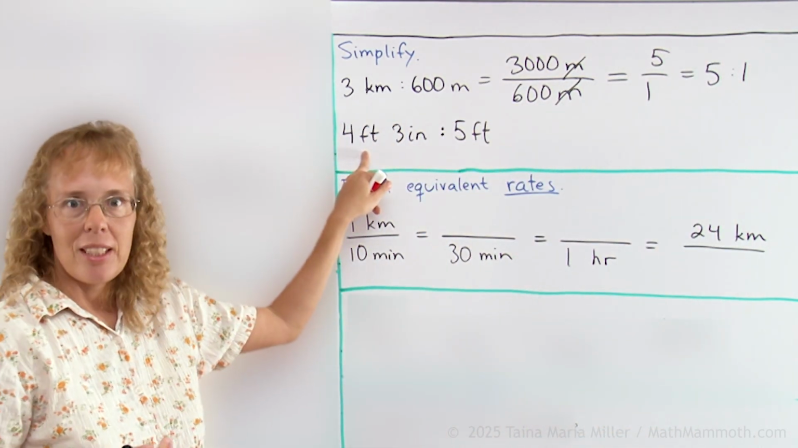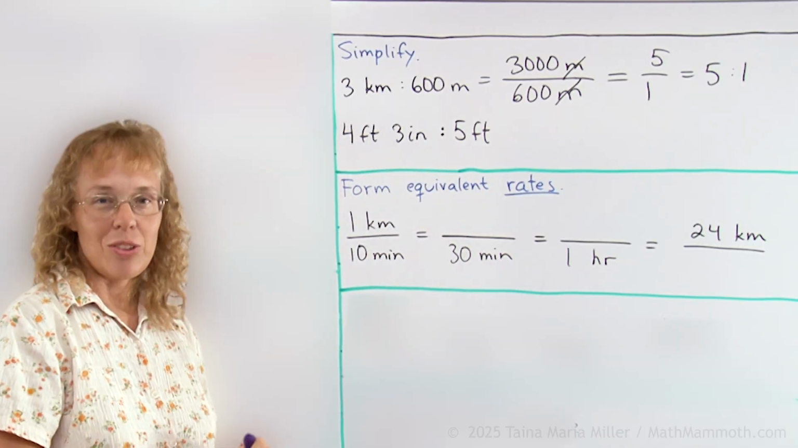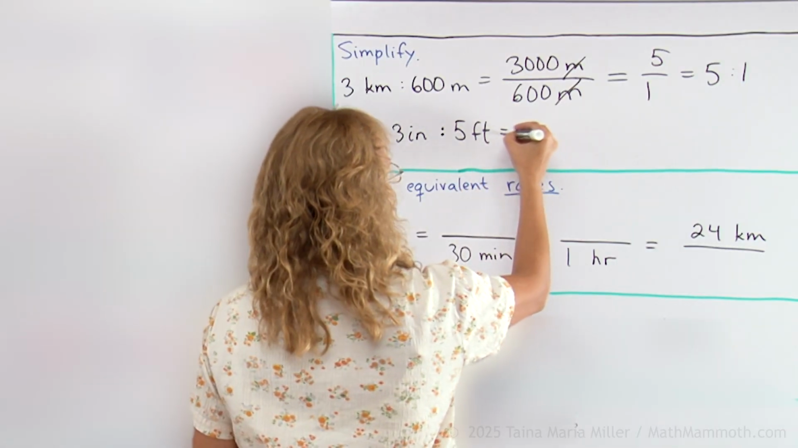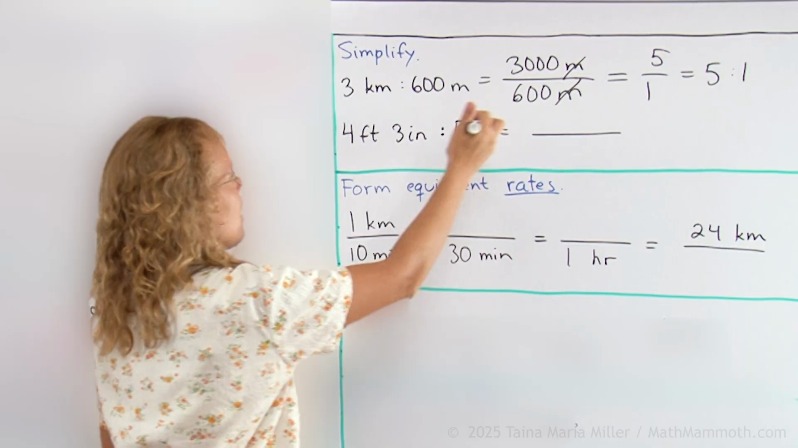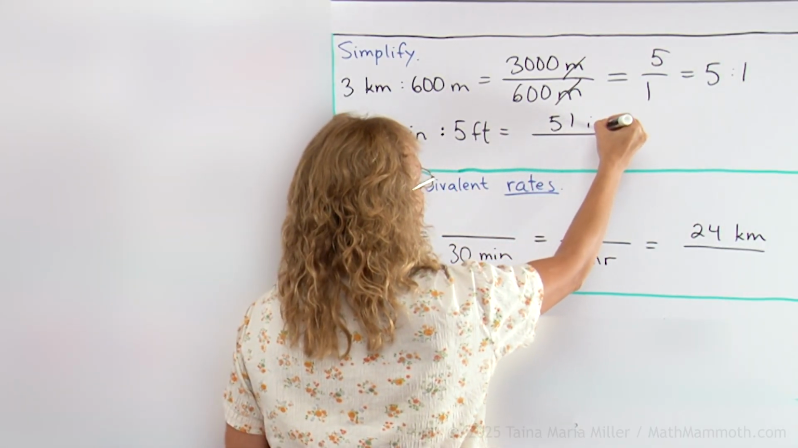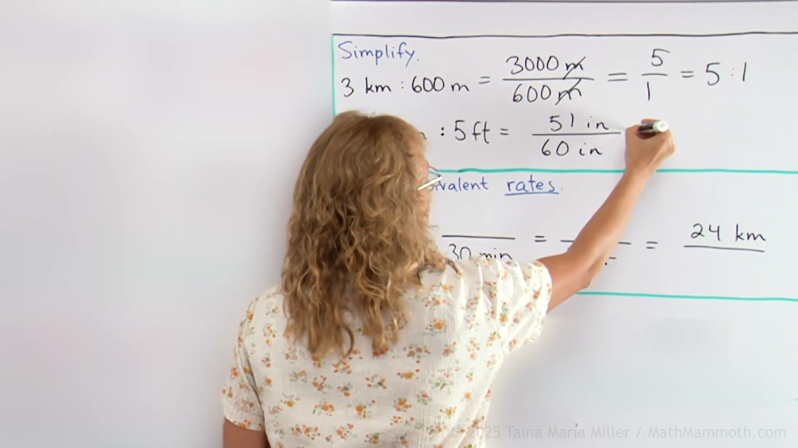Here, the same thing happens. I need to have the same measurement unit here. So I'll change both of those into inches. Again, I'll write it using the fraction line. This is 4 times 12 plus 3. It's 51 inches. And this is 5 times 12 or 60 inches.